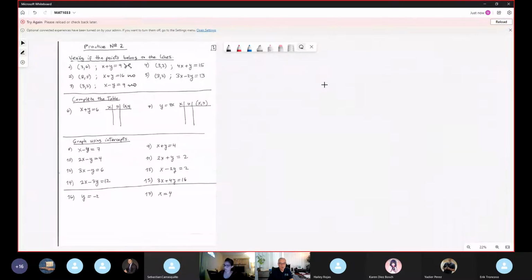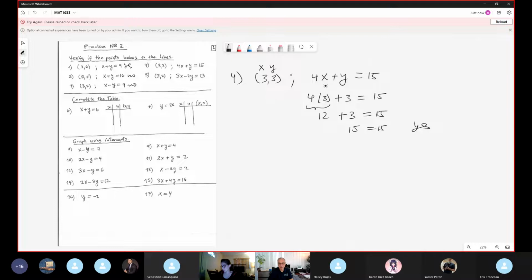You see in the test, we have one question like that. The number 4 is (3,3), and the line is 4x plus y equals 15. Be careful with the order of operations. This is 4 times 3 plus 3. Should be 15. So you are doing multiplication first. It's 12 plus 3, 15. 15 equals 15, nice. This is yes.